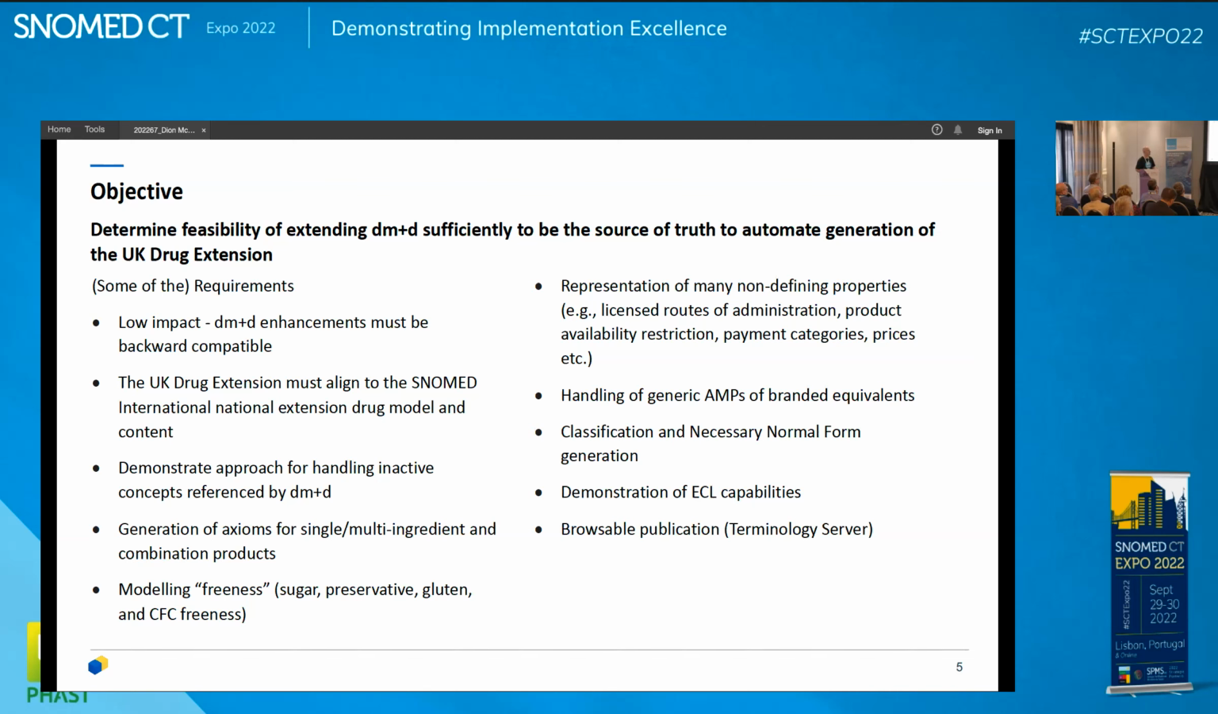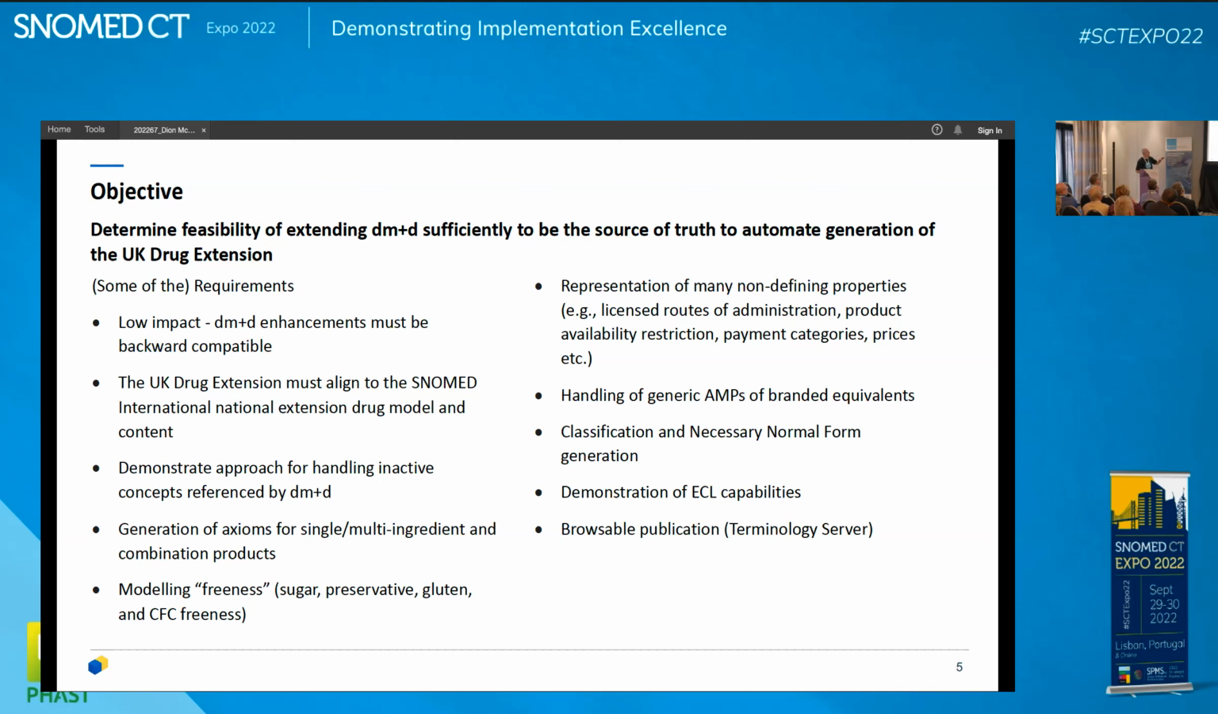And that needs to be done in a backwardly compatible way so that these were bolt-on changes that didn't affect existing implementation. Another objective was trying to align to the international drug model and content as much as we could. And then there was also that issue of the existing inactive concepts and activation of concepts coming from SNOMED International, and how they have quite a lot of impact on the electronic prescribing systems in the UK. So methods for how to insulate from that and deal with that problem.